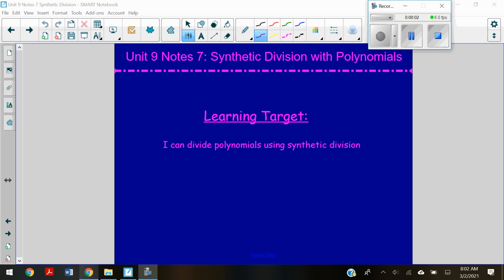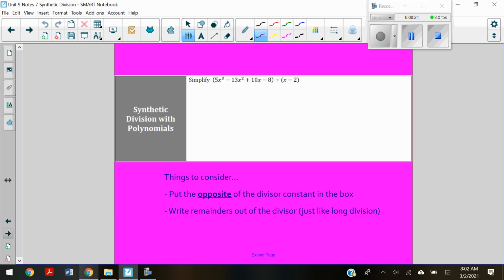Hey, ladies and gentlemen, we're going to do Unit 9, Note 7 today. It's our last unit, our last notes in the unit. And so what this means is tomorrow you're going to work on the review sheet, and then our test for this is upcoming, and then it's the final. So we are at the end of the unit, or the algebra content.